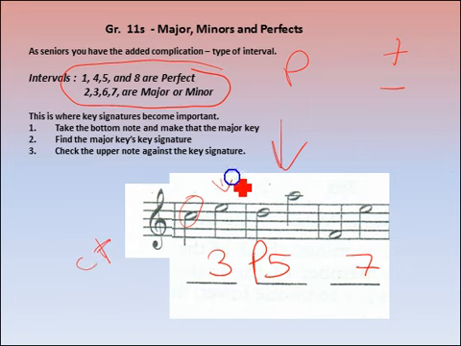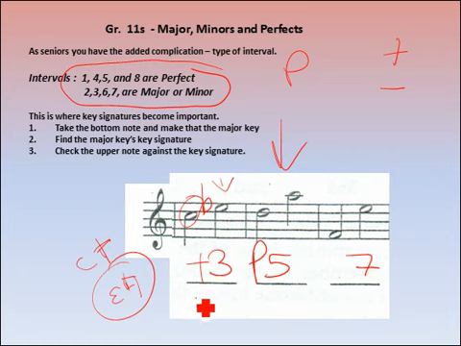So now I take a peek at my second note. It's an E. In C major, E is supposed to be natural. And in this instance, it is. So it's true. It's supposed to be a natural. It is a natural. Life is good. That means it is a major. Okay. If I had put a flat on that E, it's supposed to be a natural, but it has a flat on it. I've made that interval smaller, and so it would have been a minor third.